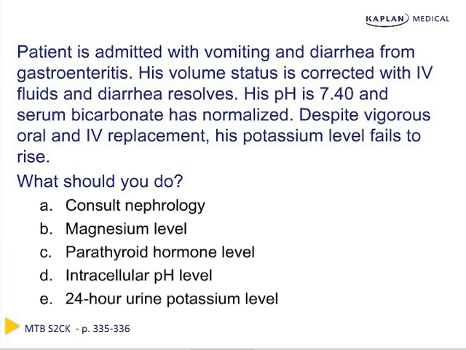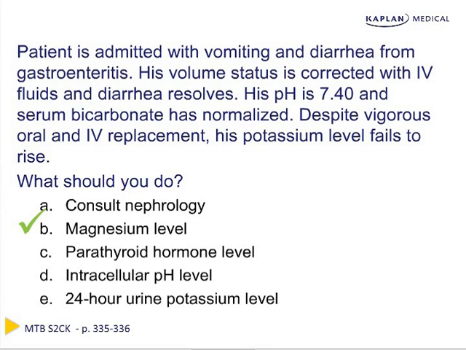What should you do? Our answer choices here are to consult nephrology, check a magnesium level, check a parathyroid hormone level, check intracellular pH, or to perform a 24-hour urine potassium level. So what's the right answer? What could cause refractory hypokalemia even in the face of vigorous replacement? The most common cause of this is low magnesium. So the correct answer is B, to check a magnesium level.